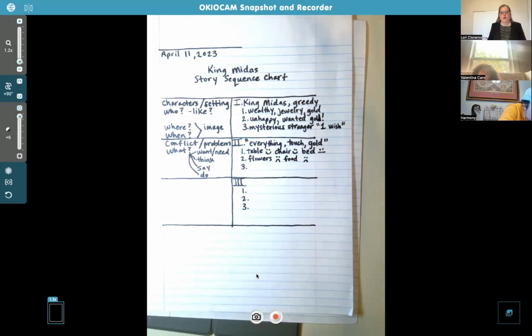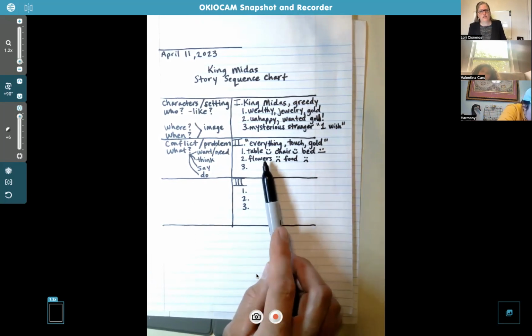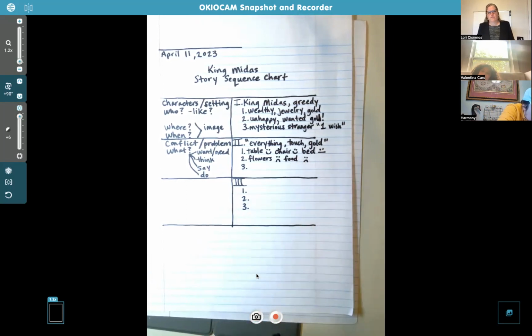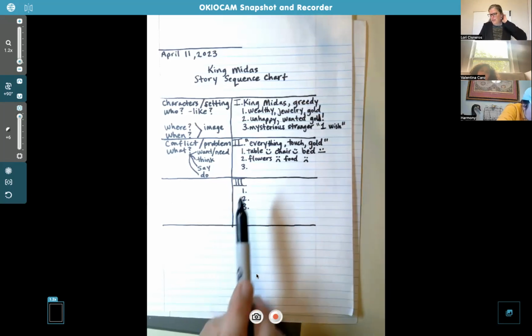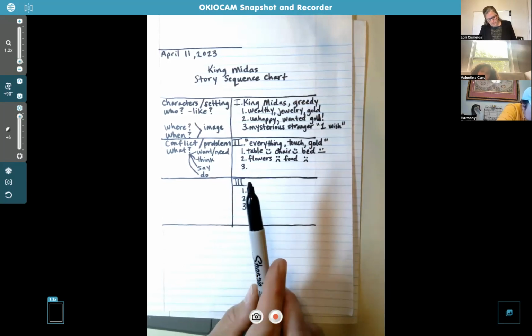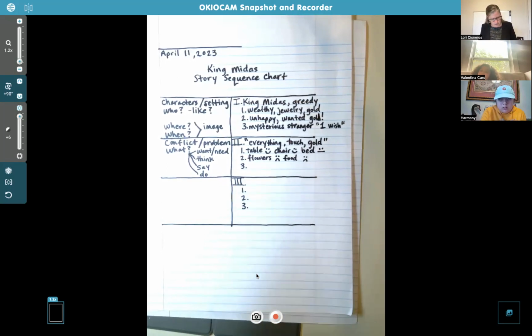And now we're getting into the problem and the conflict, right? When he's unhappy, that's his problem. He's unhappy about the flowers. He's unhappy about the food. I'm just going to leave that one with 2 words, because the next one on number 3, we really need to talk about the daughter, because that was the worst of all, right? He was sad about the flowers and the food and the bed, but when his daughter turned into gold, that was the worst. So I think we better talk about that next.